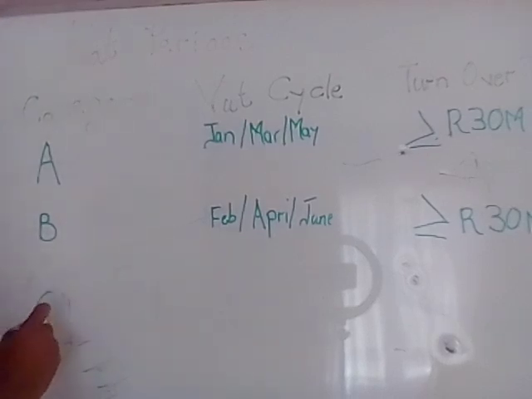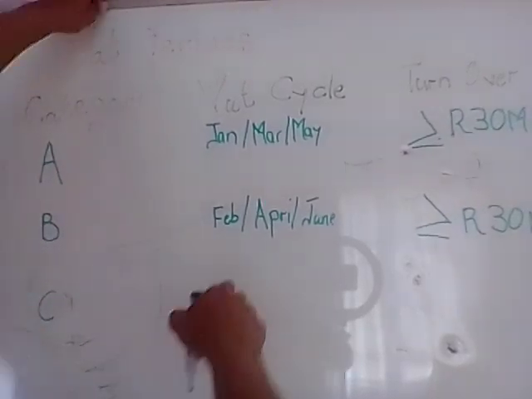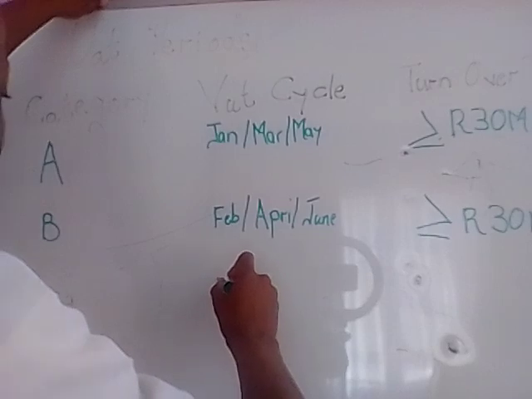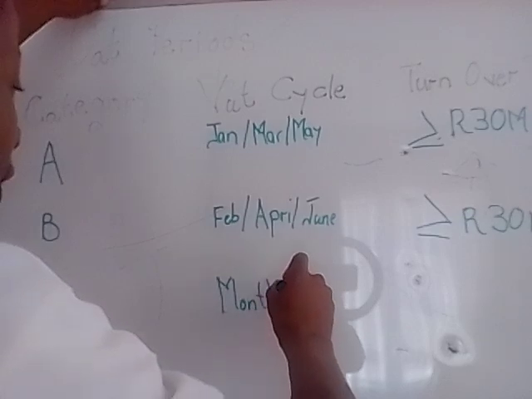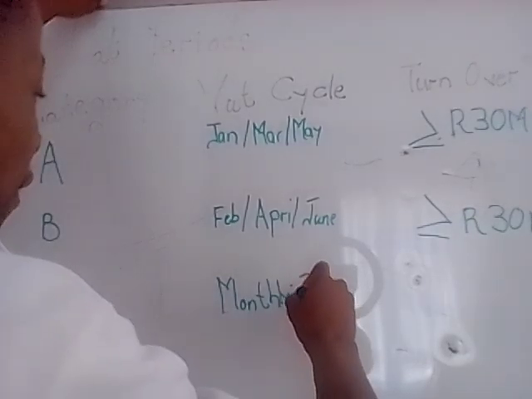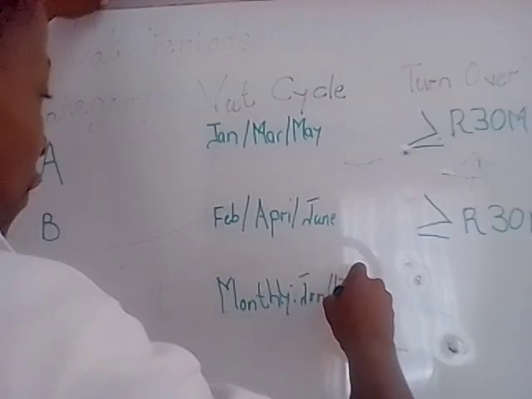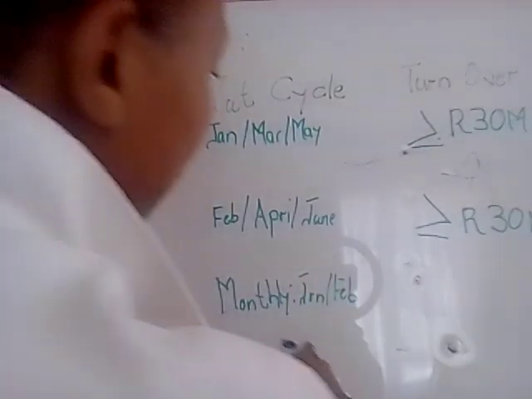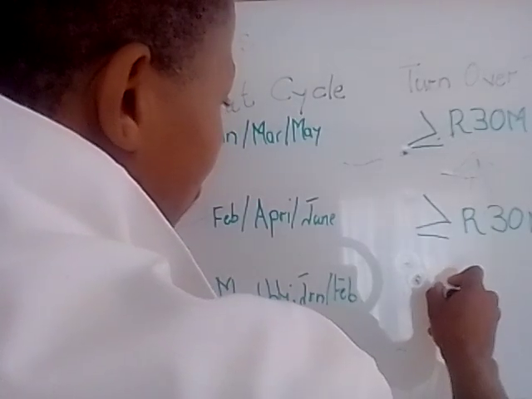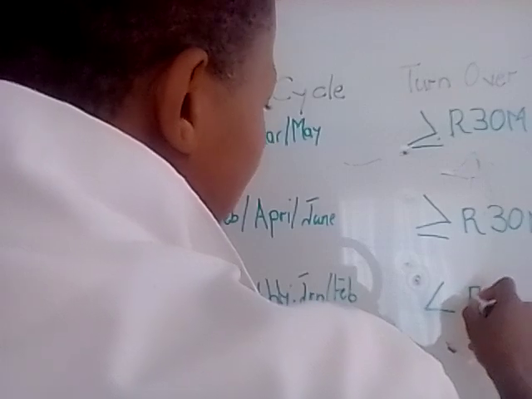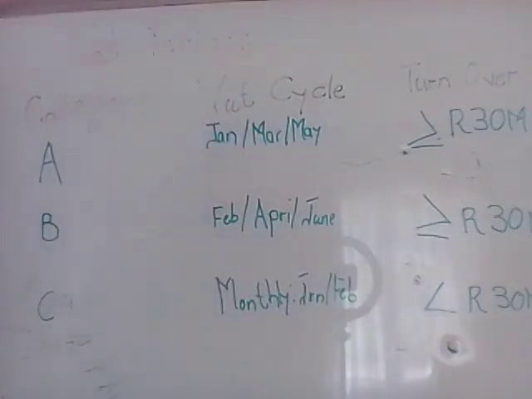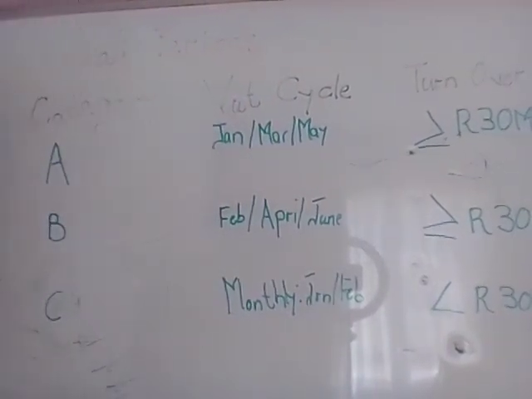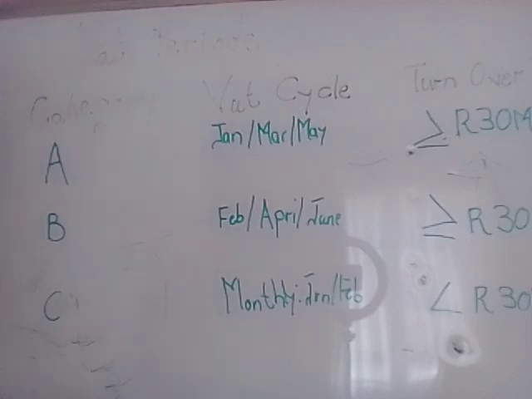Moving over to a category C VAT vendor, they make their returns monthly, not like your category A or B. They make their VAT returns monthly, so January, Feb, and so forth. And for these guys, their actual turnover would have to be more than 30 million rands. So if they're making a turnover of more than 30 million rands, these guys would have to be registered within the category of category C VAT vendors, and they make their returns monthly.